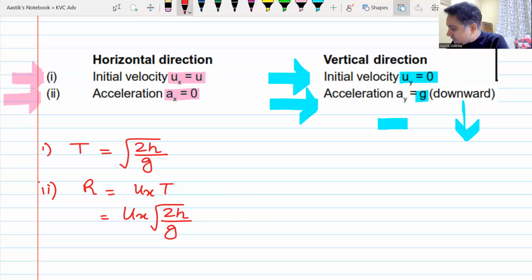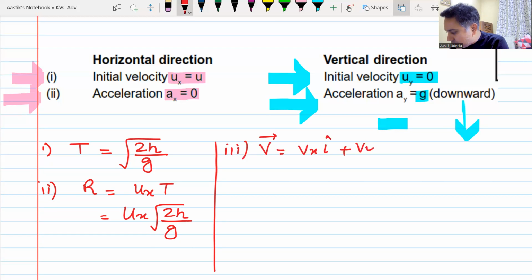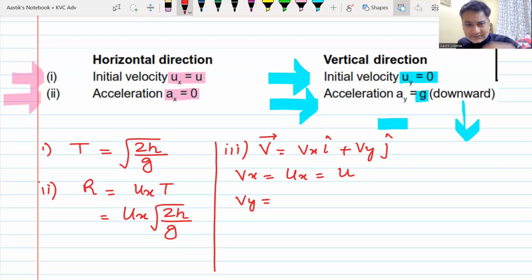The next thing is the velocity at any point, the vector v. It will consist of vx i plus vy j. Now this vx will always be equal to ux, and this ux was given as u. This vy will be equal to u plus at. a is minus g, so I just put the value of t. It will look like minus gt at any time. The minus sign indicates that this is going downwards.